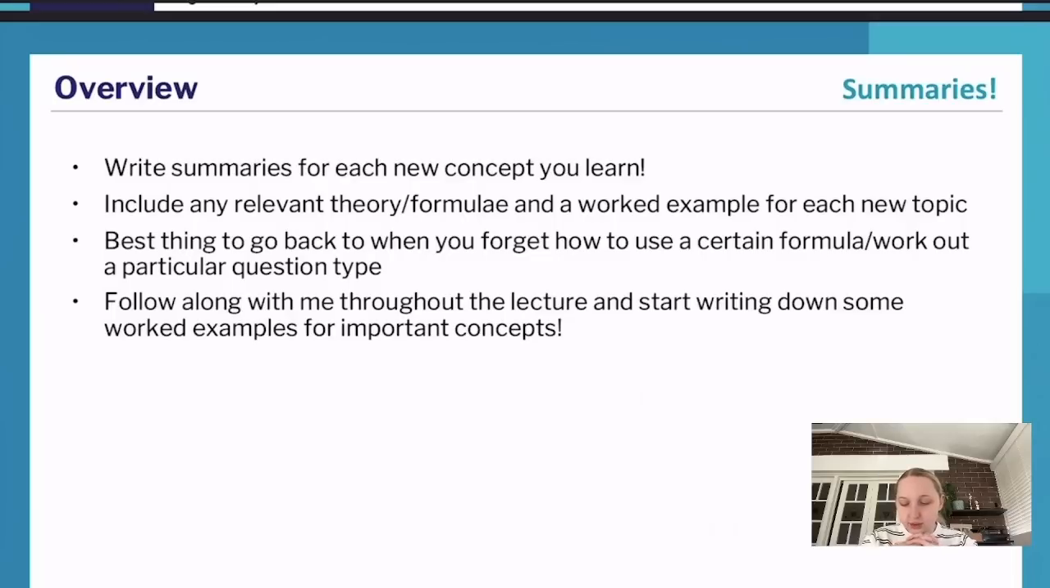And then you want to be including a worked example. These things are so good because if you forget how to do a question and you've got your summary, you can go back and look and say, oh, I've got a worked example for this sort of question type, and this is how I need to answer that question. So super good things to go back and look at. But like I said, if you haven't started, why not start now?